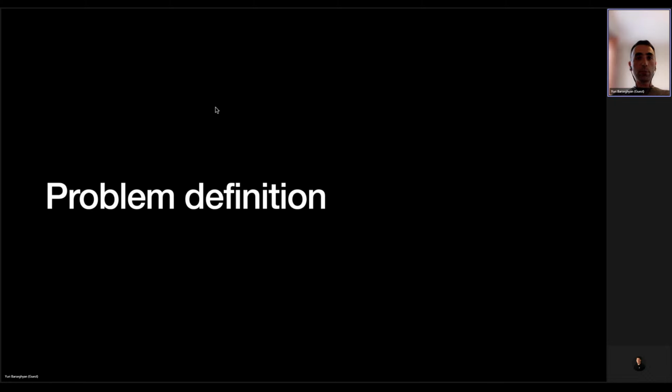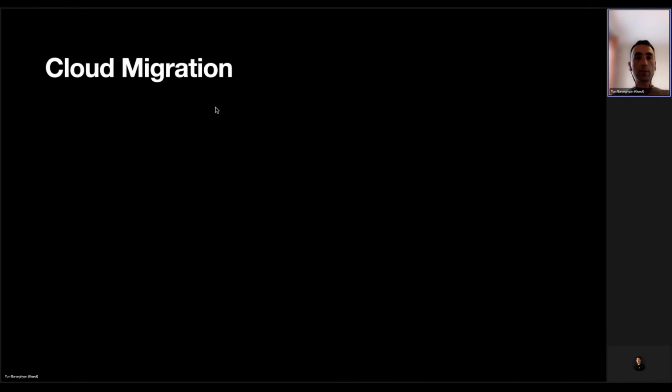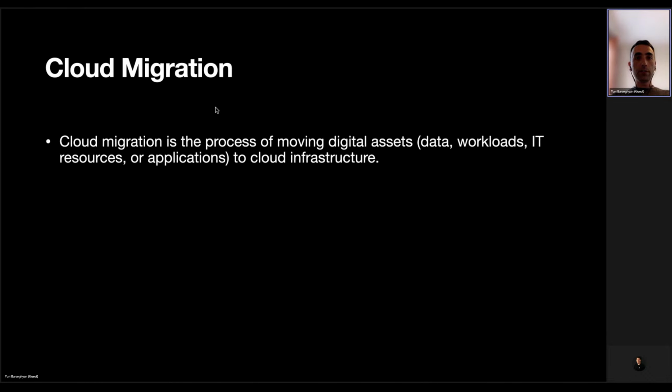So let's start from the problem definition and first talk about cloud migration. What is it? Cloud migration is a process of moving digital assets to cloud infrastructure, and there are various assets: data, workloads, IT resources, applications. A migration may involve moving all or just some assets.